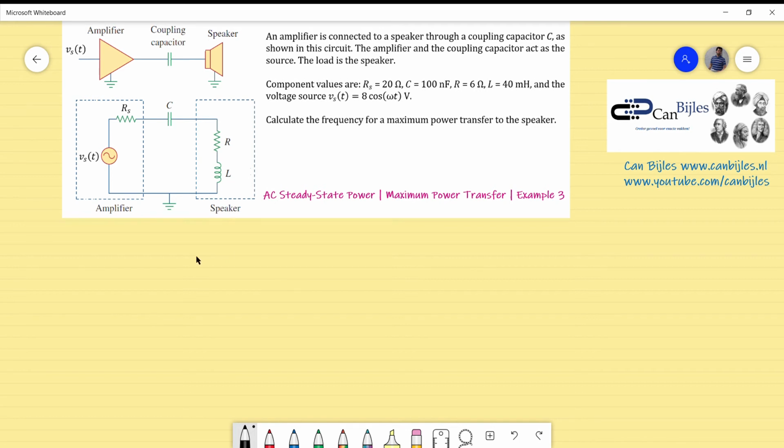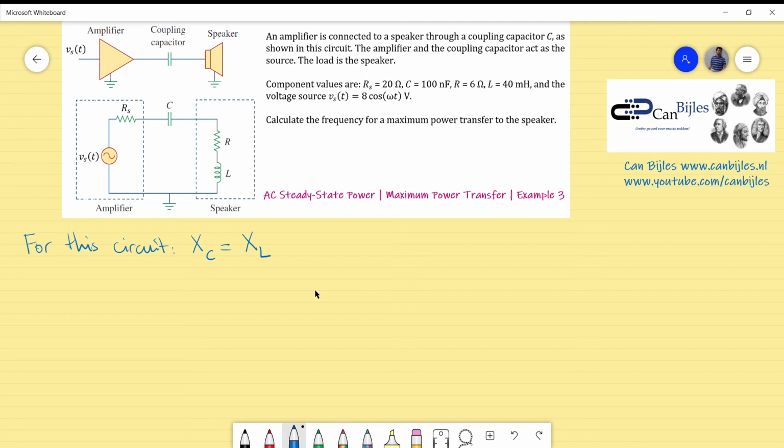So what I can do at best is making the reactances of the capacitor and the inductor cancel each other. The compensation of the reactive components will allow me to reach the maximum possible power delivered to the speaker. That's very important. In these kinds of situations, for this circuit, I can only say that the X of C, which is the reactance of the coupling capacitor, must be equal to the inductor reactance, which is of course in the speaker itself.